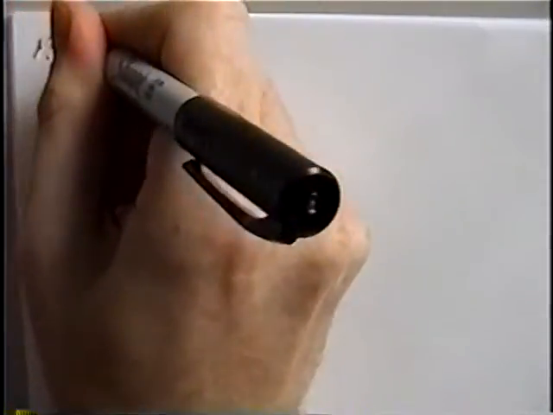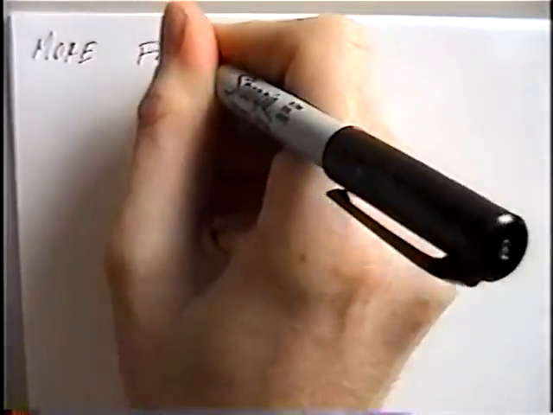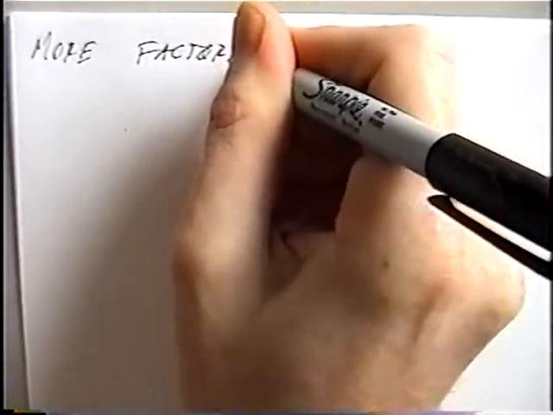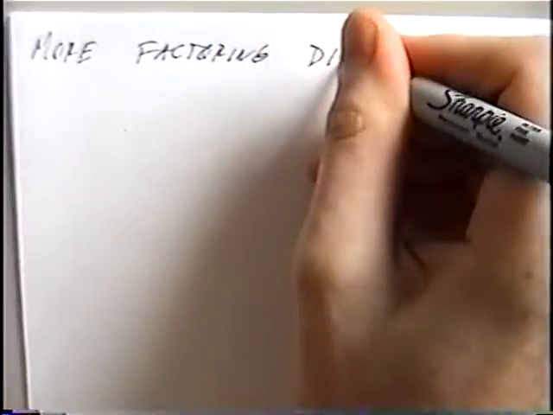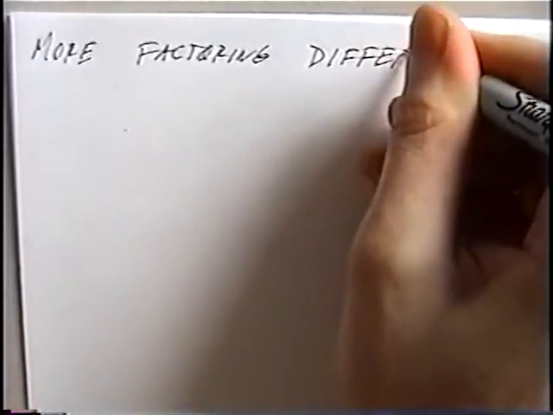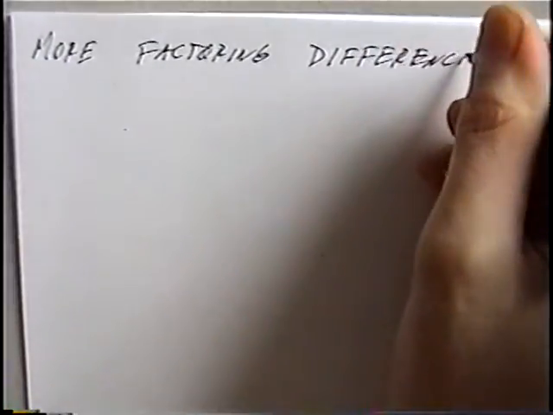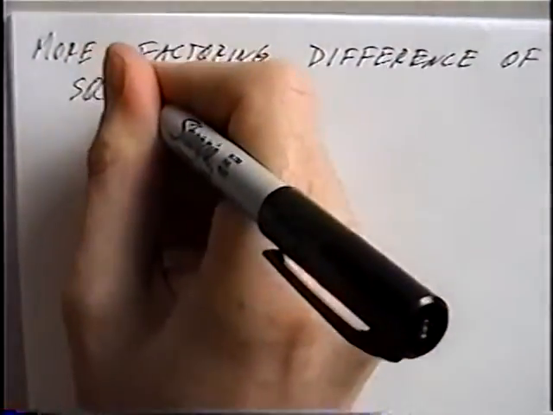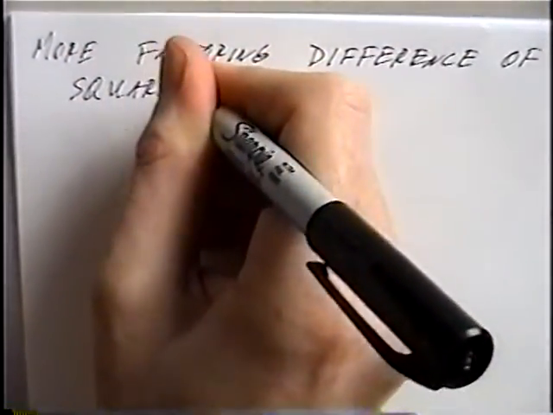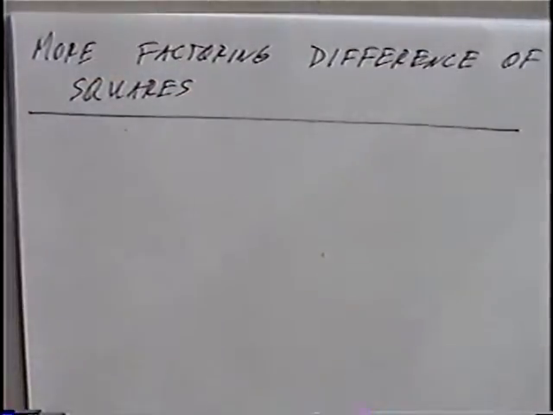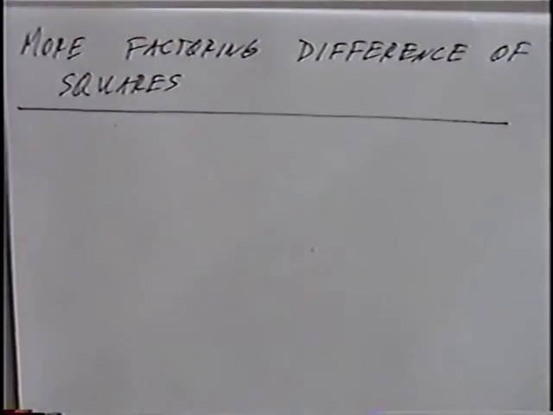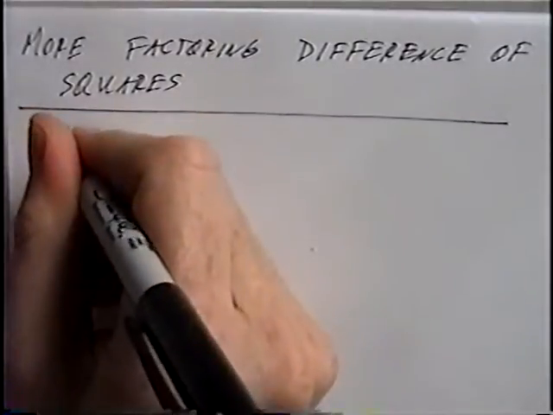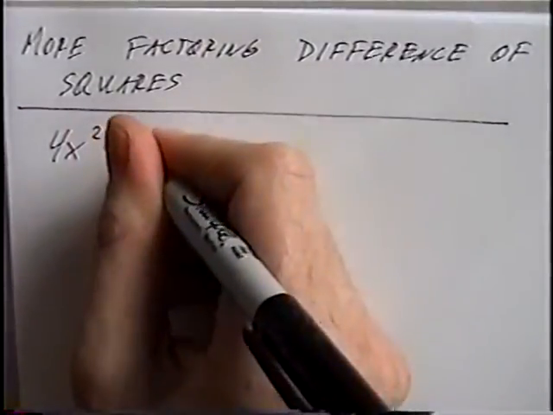The last section of notes today is titled More Factoring: difference of squares. First problem we'll do is 4x squared minus 81.